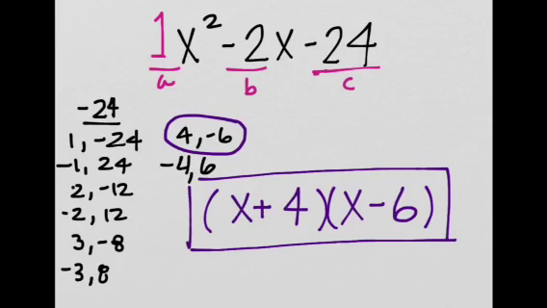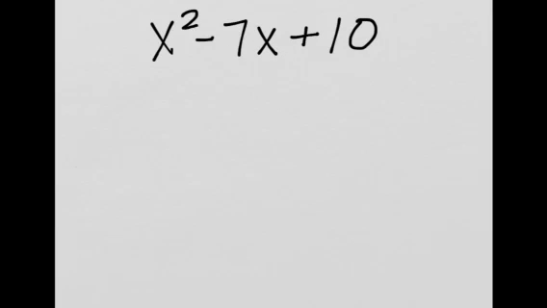So remember, you also want to take into consideration the sign of your c. If your c is negative, like in this case where it was negative 24, you're going to have multiple possibilities where one factor is positive and one factor is negative. All right, let's take a look at one last example. We're going to look at x squared minus 7x plus 10. So again, our a is 1, our b is negative 7, and our c is 10.